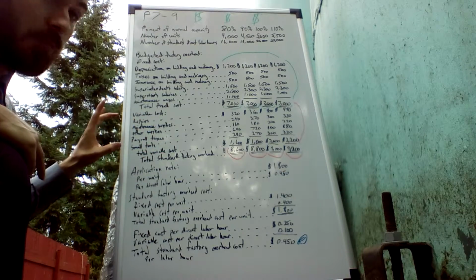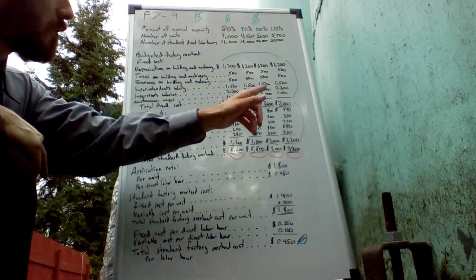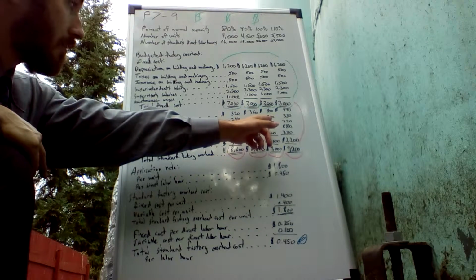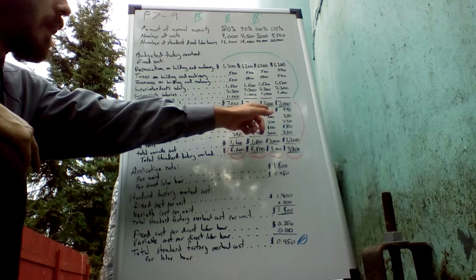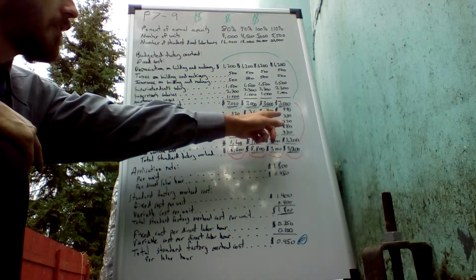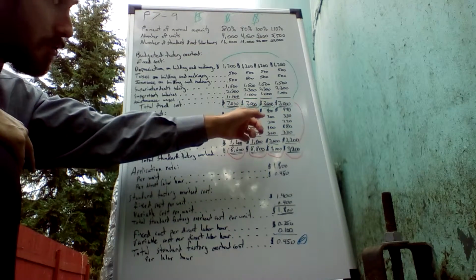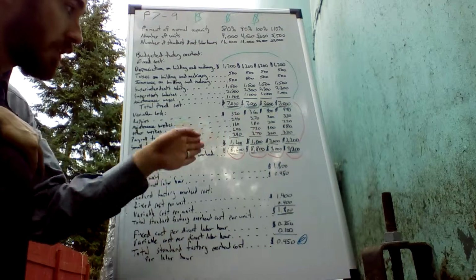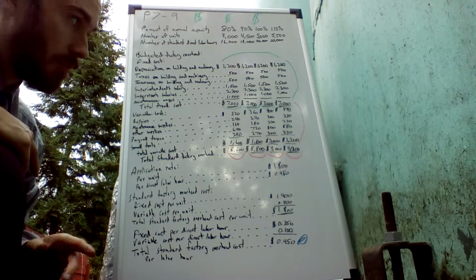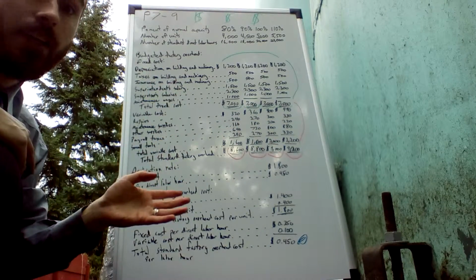And down here the variable is what changes. So as you can see at 100% our repairs cost is 400 bucks. But at 110 it's 10% more, so it's 440. At 90, 10% less, it's 360. So only variable changes when we change how many we're making.